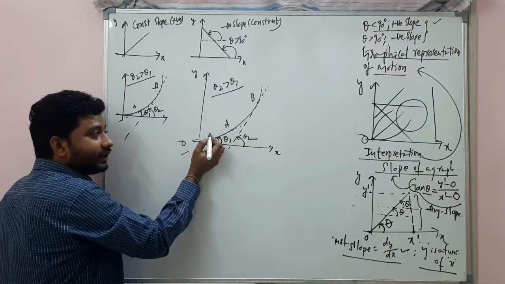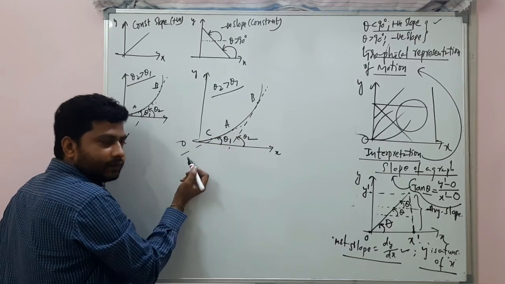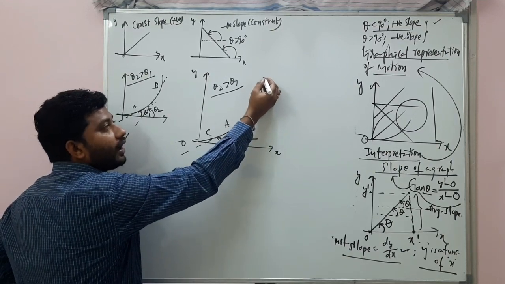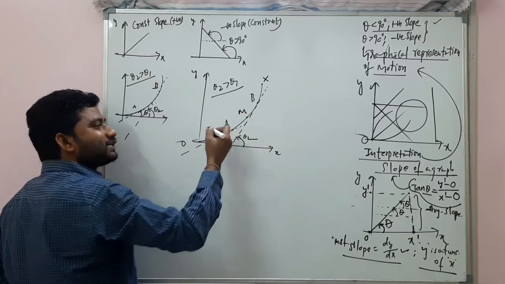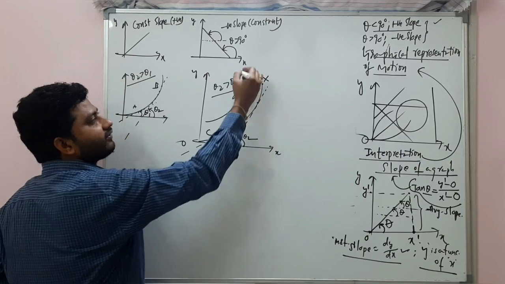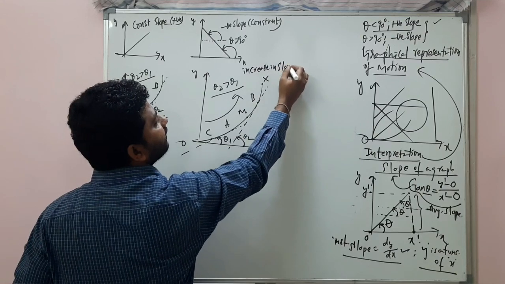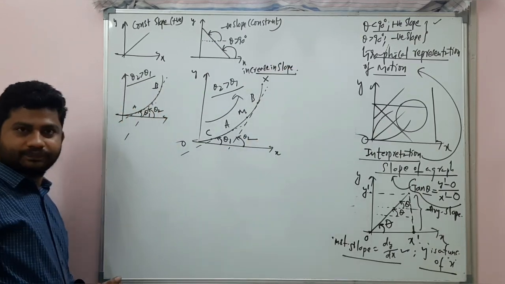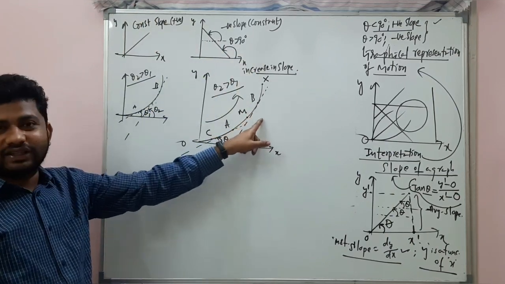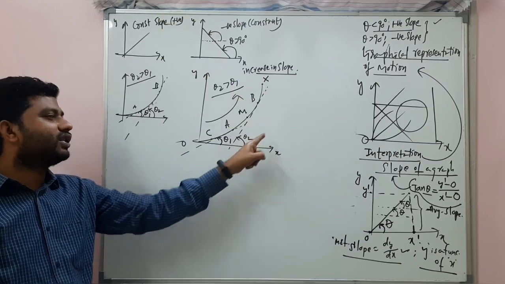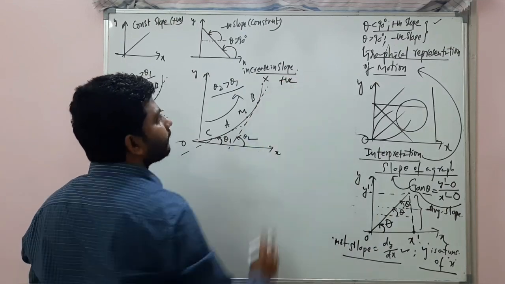There is a point C here. At point C, the slope is less than this. At point M, look at here, the slope keeps on increasing. So this graph represents increase in the slope. What is that? Increase in slope. Constant slope positive, constant slope negative. So here is increase in the slope. Whatever, it's not greater than 90 degrees. So it is also positive.